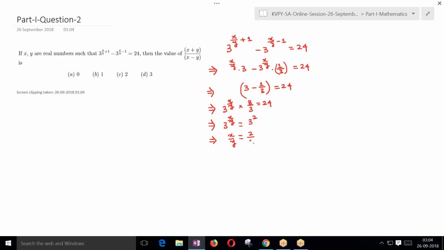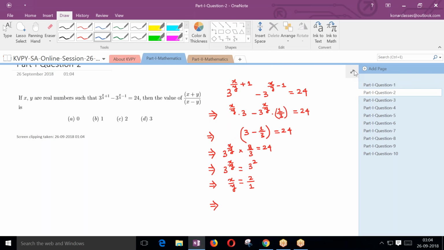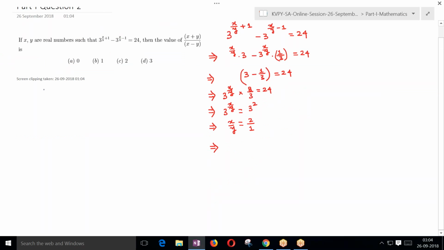That means 2 by 1. But what we need to find? We need to find the value of x plus y by x minus y. And to do that, we need to use the concept of componendo dividendo. What is componendo dividendo? Those who are not aware of componendo or dividendo, I can explain a little bit of theory about it.